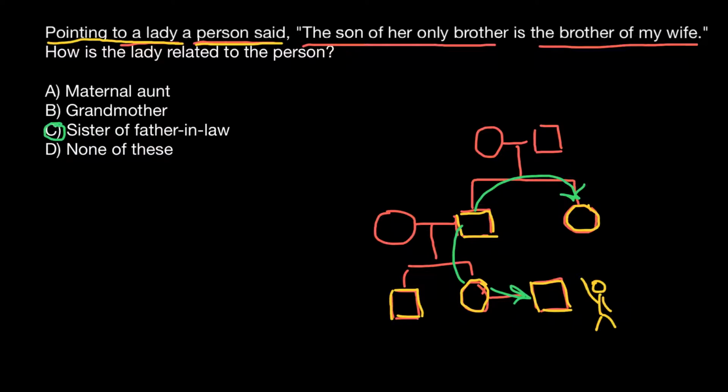And another way we can say it is that she is a sister of the father of his wife, or again, the sister of the father-in-law. So there are different ways to say it, and one of such variants is listed here, and the rest are wrong answers. And this is all for today.